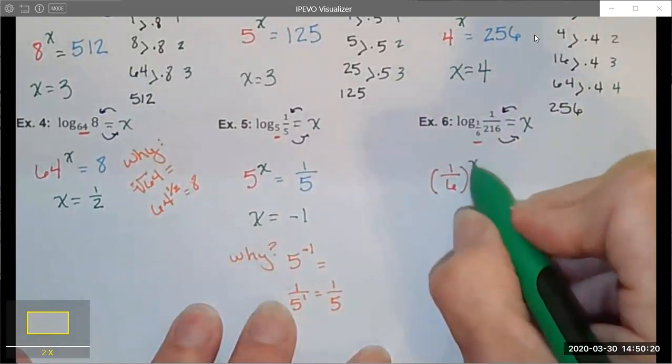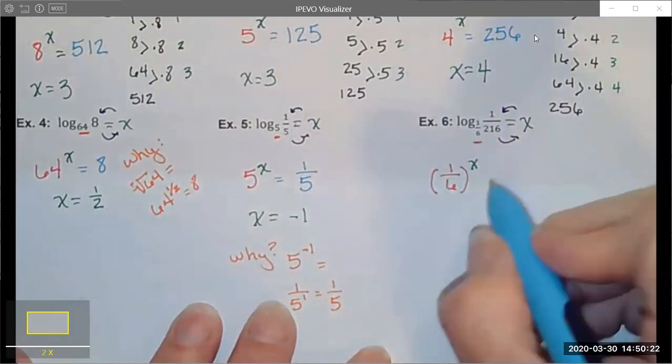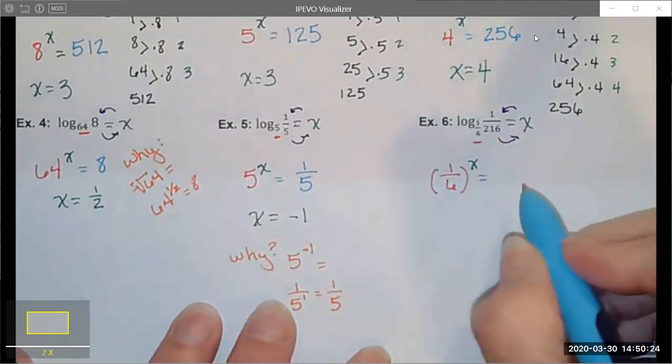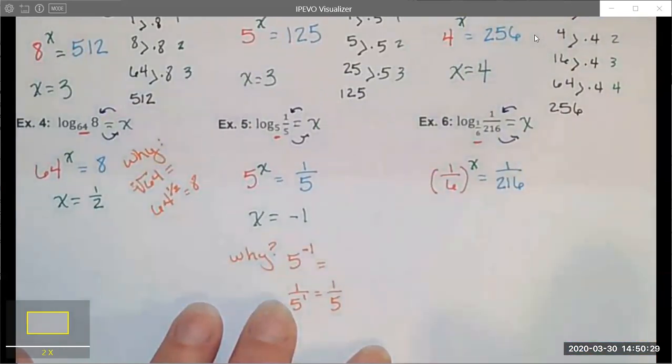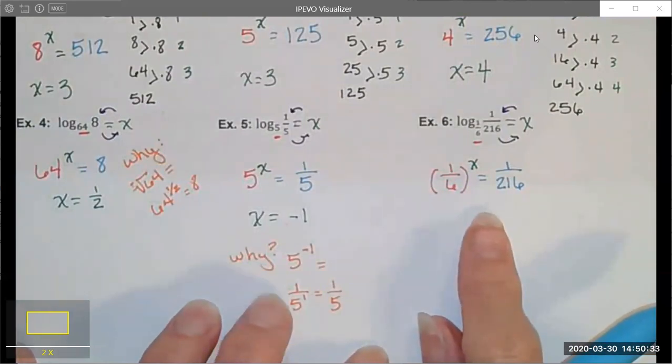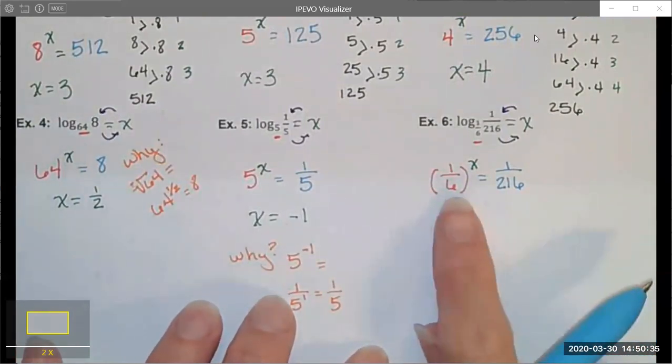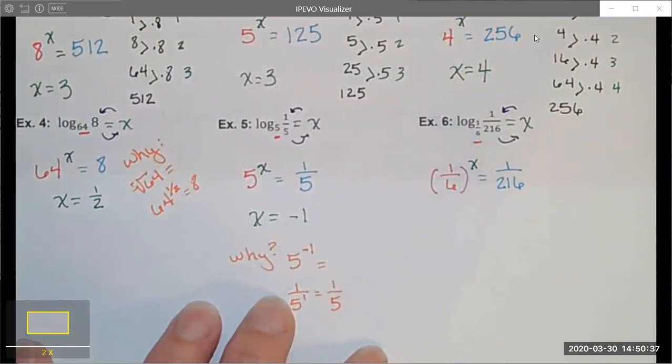My exponent becomes an x, and I'm looking for the value that I can raise 1/6 to evaluate to 1 over 216. We could use our calculator for this, but that's going to be a little complicated because 1/6 is not a friendly fraction. It's a non-terminating decimal, but we can do it by hand fairly simply.